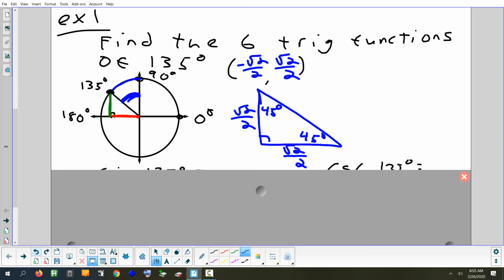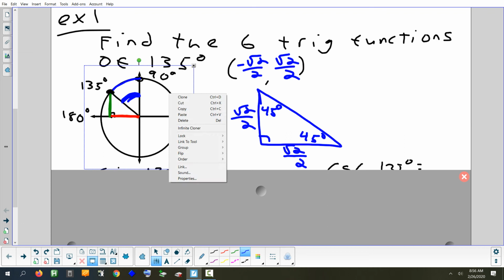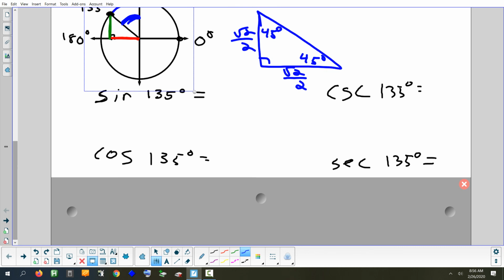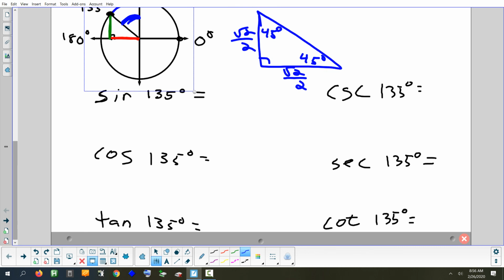Now from here, it's exactly the same as what we've been doing. If you forget the negative, then you're really giving me the coordinate for 45. That's not what you want. You wanted 135. Okay. Any questions on how we got that coordinate? All right. So now we just go through our functions.